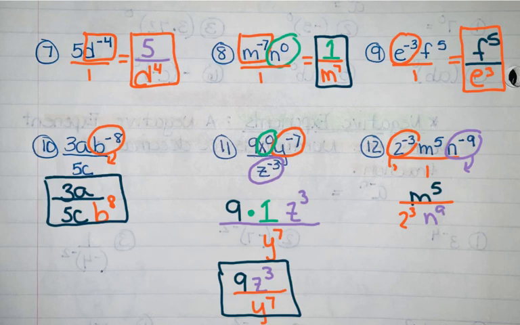So now I need to look, can I simplify anything else? Yeah, that 2 to the 3rd. So I get m to the 5th over 2 to the 3rd, which means 2 times 2 times 2, which is 8. And then n to the 9th.